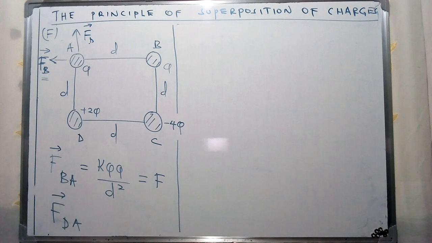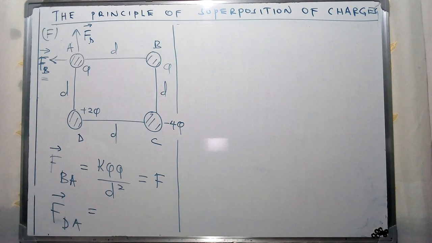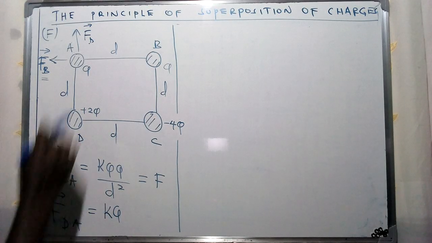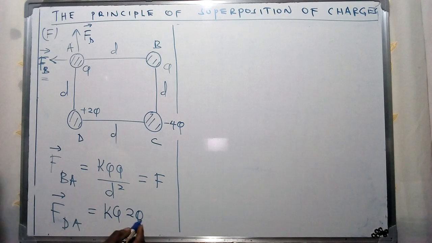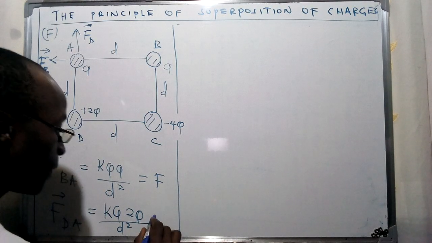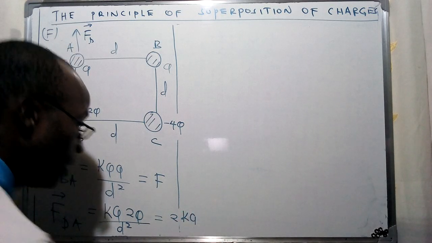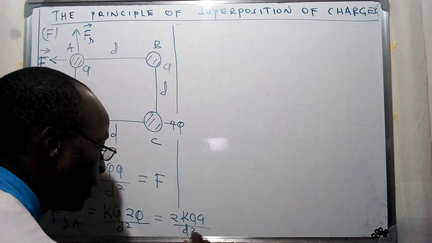So we can represent that one in terms of a formula, whereby the force is given in terms of k, the quantity Q times 2Q for the lower one, which is D, divided by the distance between the two, which is d squared. So this is going to be given as 2kQ times Q all over d squared.